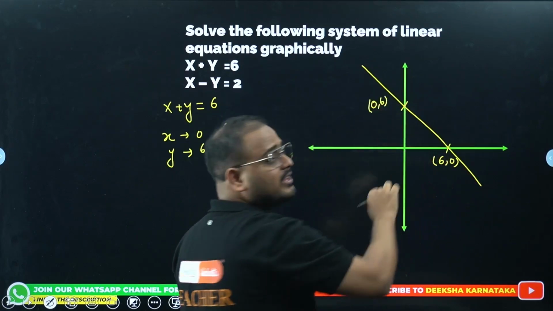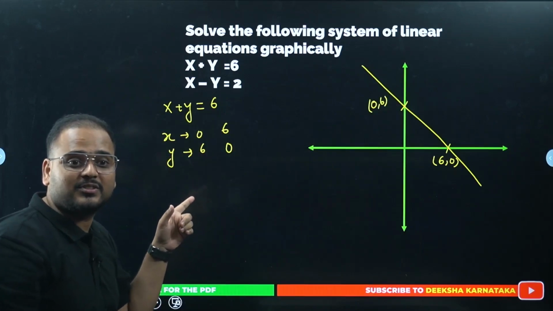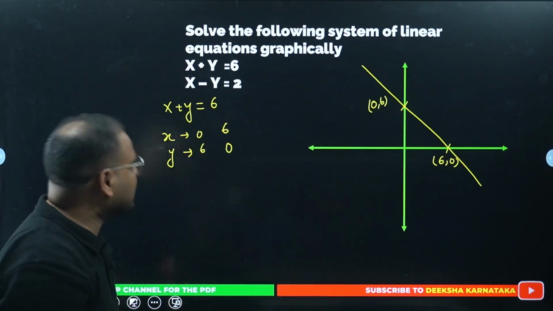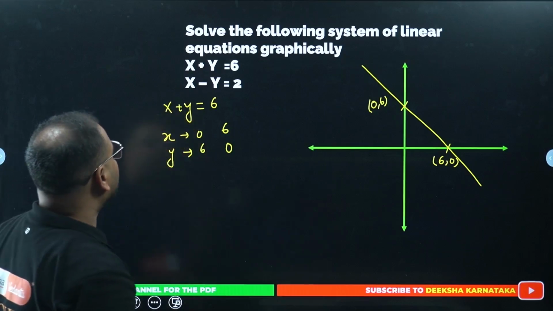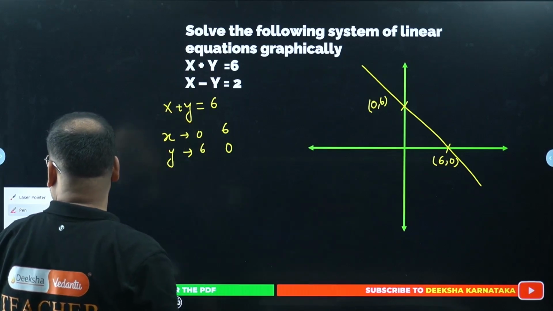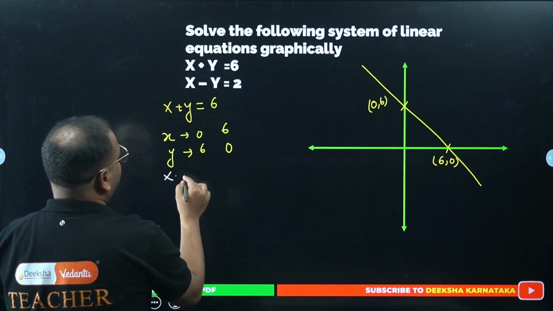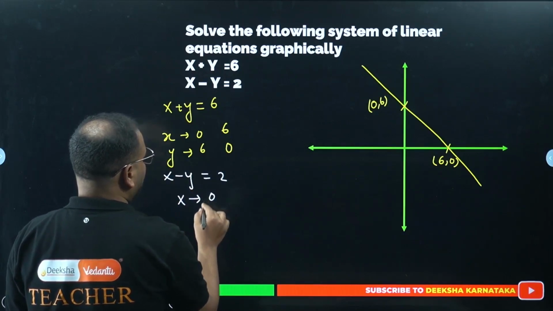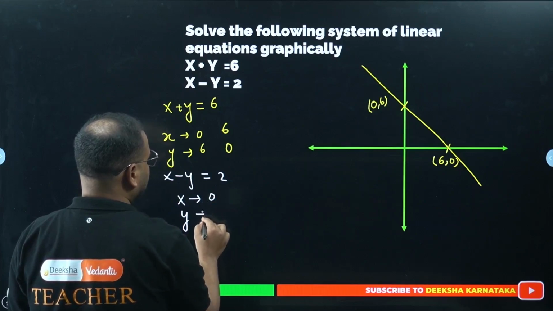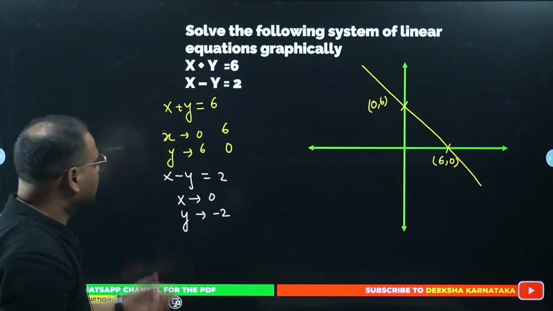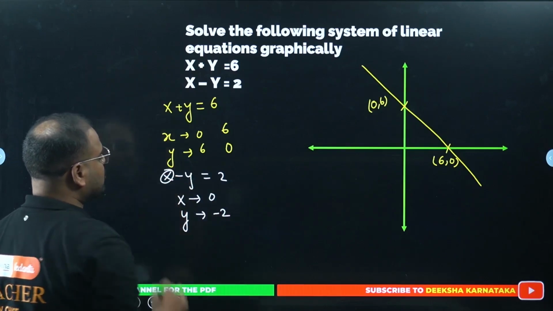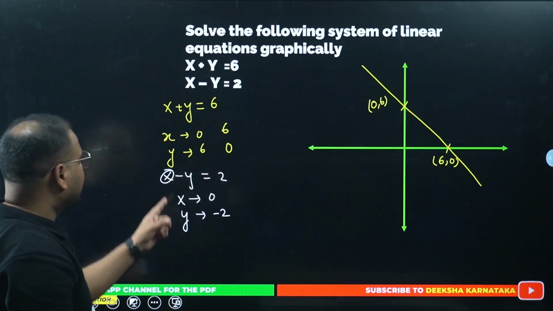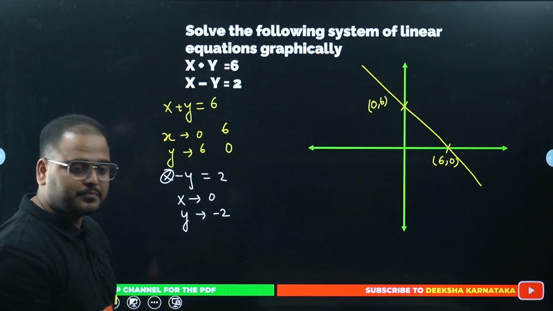Sir, why are you not doing all the steps? I just did it in the previous question. It was x plus y equal to 2. In this it is x plus y equal to 6. Next one, x minus y equal to 2. Take x as 0. What is y, sir? Minus 2. How? If x is 0, this is gone. Then I can take the minus sign on that side, and it becomes y equal to minus 2.